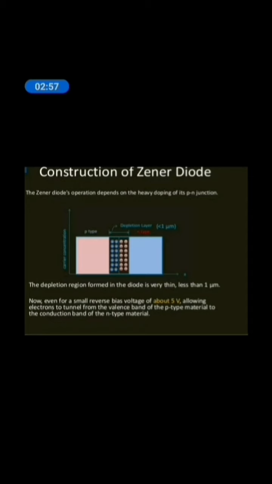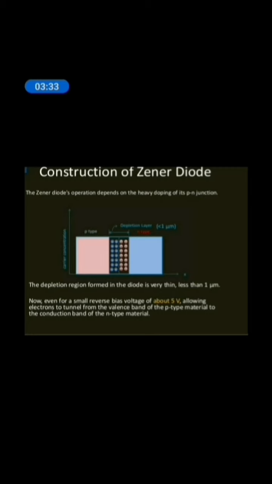Construction of Zener diode. The Zener diode operation depends on the heavy doping of its PN junction. P and N type materials are heavily doped in the Zener diode, and due to this high doping, the depletion region formed in the diode is very thin, less than 1 micrometer. Depletion region is very thin in the Zener diode.